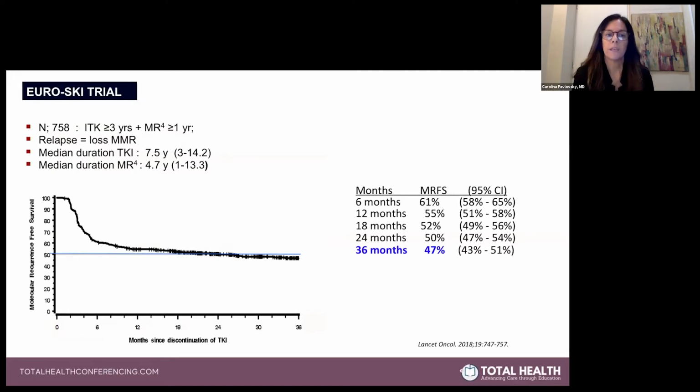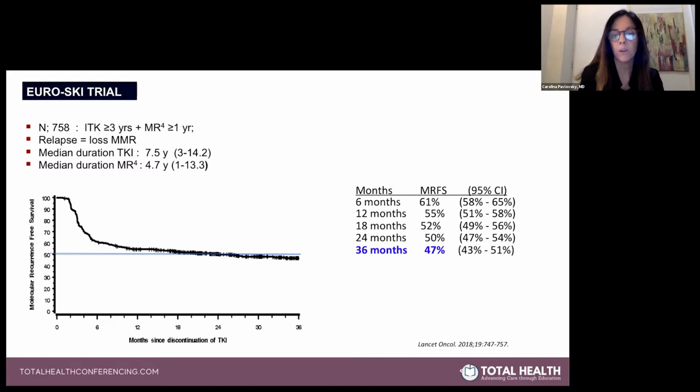One of the first and huge trials, this is an example because there are a lot of discontinuation trials, is the EUROSKI trial that included 758 patients, and there were patients that had TKI treatment for 3 years or more. The molecular response they used was 4.5 for more than 1 year, and the definition of relapse was loss of major molecular response, that is 0.1% of BCR-ABL.